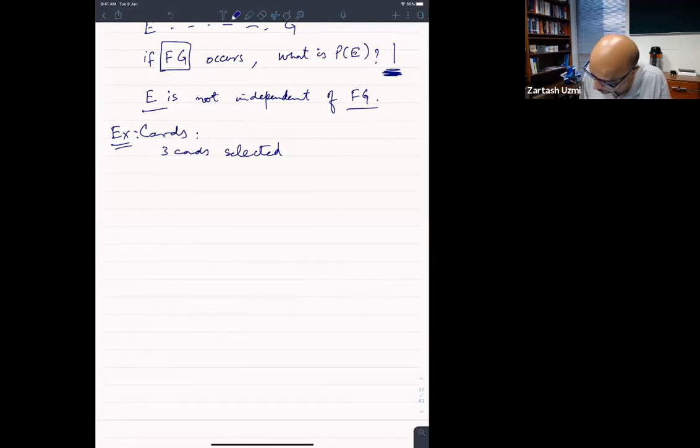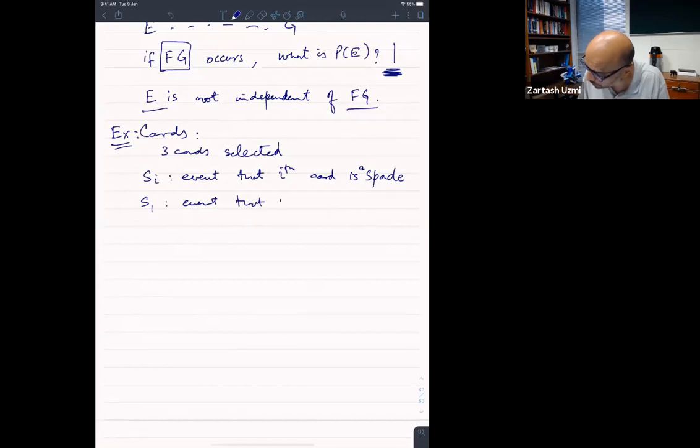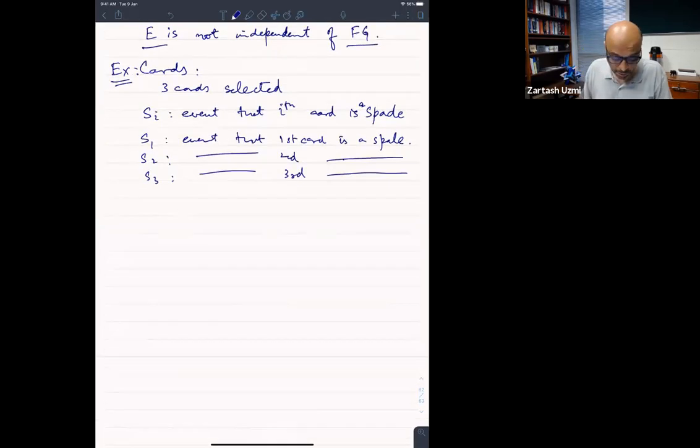Okay. Let Si be the event that ith card is a spade. Which means S1 is the event that first card is a spade, S2 is the event that second card is a spade, S3 is the event that third card is a spade. Okay. So what is the probability of S1? Probability of S1 in the chat window.